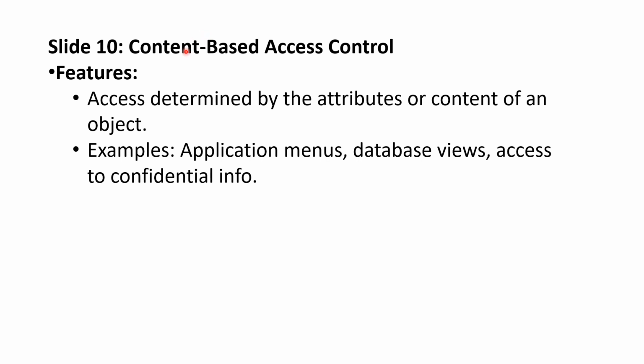Features of content-based access control. Access is determined by the attributes or content of an object. Example: application menus, database views, access to confidential information, etc. In this type of access control, the access is determined by what type of content the person has access to. If the person is from a security perspective, then he will gain access to the data where security is the main important feature. A person who is dealing with financial data will be authorized with the financial data of the organization.